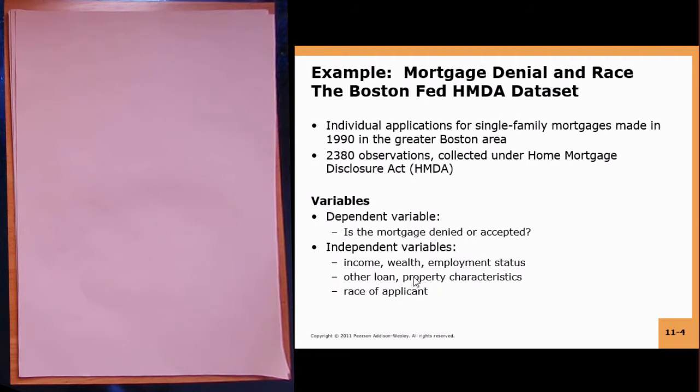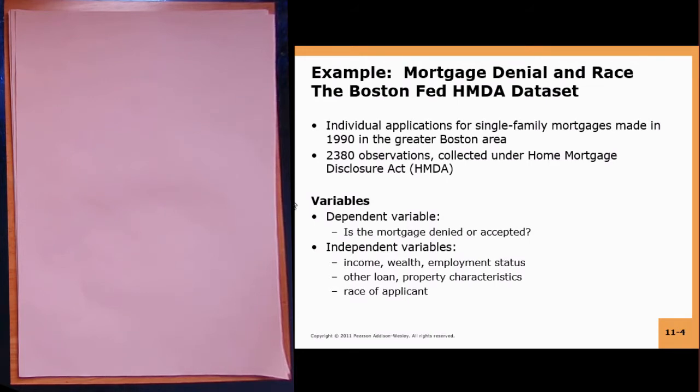And also things like what is the race of the applicant, whether they are white, black, Hispanic, or some other race. So all of these factors may affect the denial or the acceptance of their mortgage application. This is the particular example we will look at.